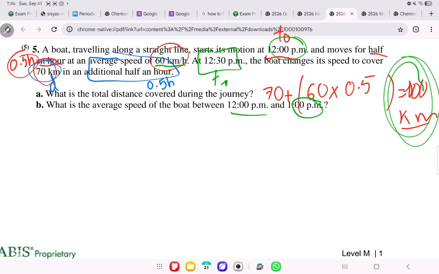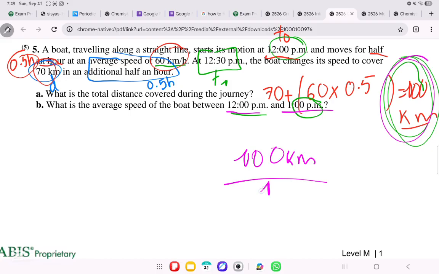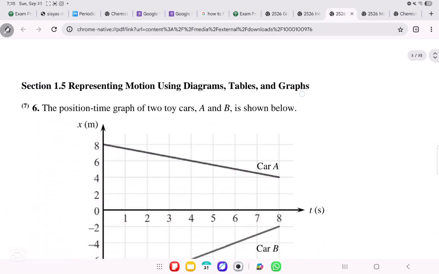Now, the total distance. So now, what do we need to find? We need to find the average speed of the boat between 12 p.m. and 1 p.m. So we have the total distance. What are we waiting for? We're waiting for the total time, which is 1 hour from 12 p.m. till 1 p.m. So it's going to be 100 kilometers per 0.5 hour plus 0.5 hour, which is 1 hour. So it's going to be 100 kilometers per hour. That's it for question number 5. We'll move on to question number 6.